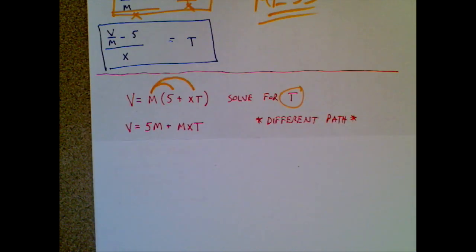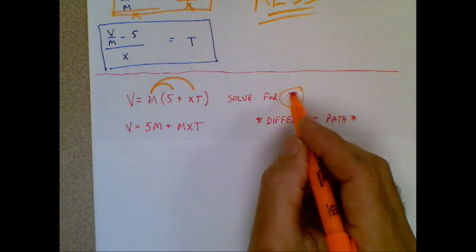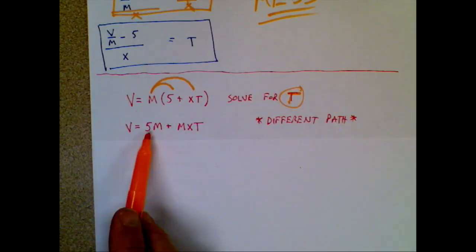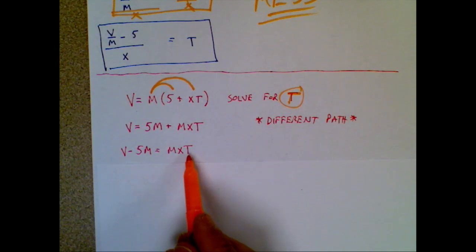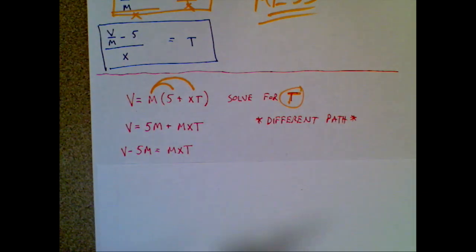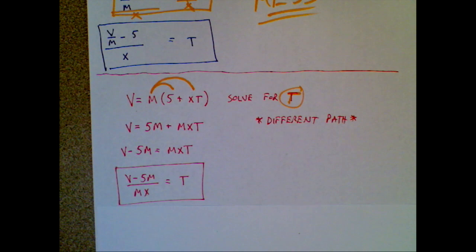Hopefully you paused this and tried to work it out. After the distribution, that's what your first step would look like. Remember, you're trying to get the t by itself, so now I want to get rid of the 5m, move it to the other side. You're still trying to get the t by itself. The mx is attached by multiplication, so I would divide, and I have my answer. This is solved for t.